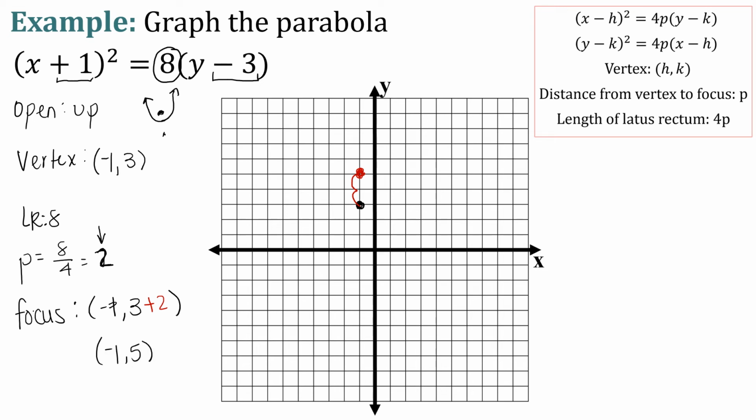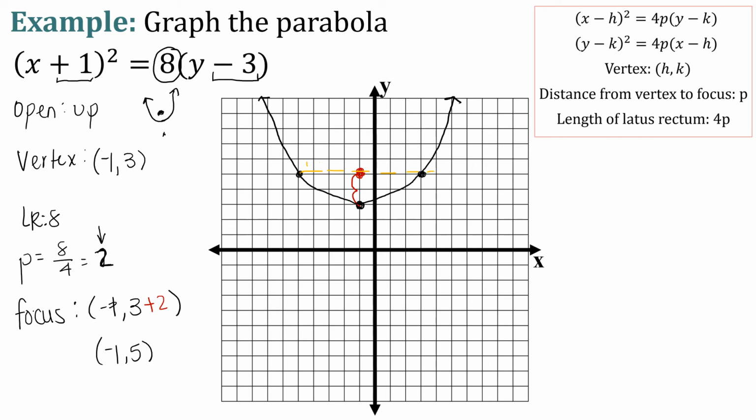Our latus rectum is 8. So our latus rectum is the distance across. If you split that in half, I'm going to go 1, 2, 3, 4. It's from my vertex. 1, 2, 3, 4. And then this allows me to graph my parabola, because here is my latus rectum.